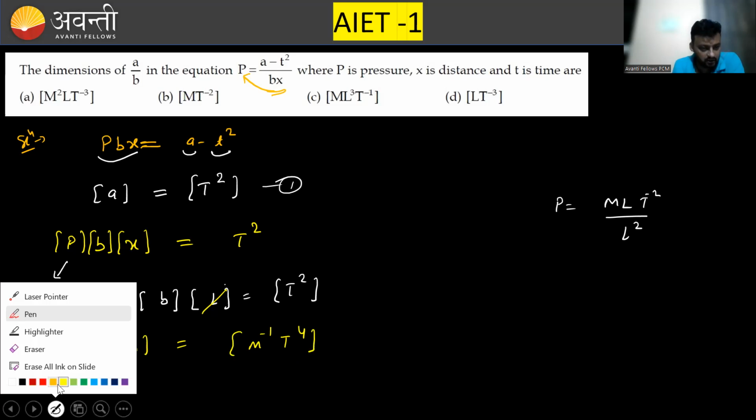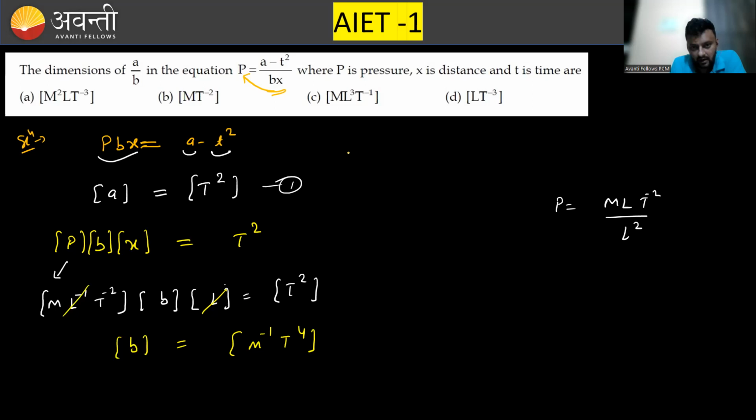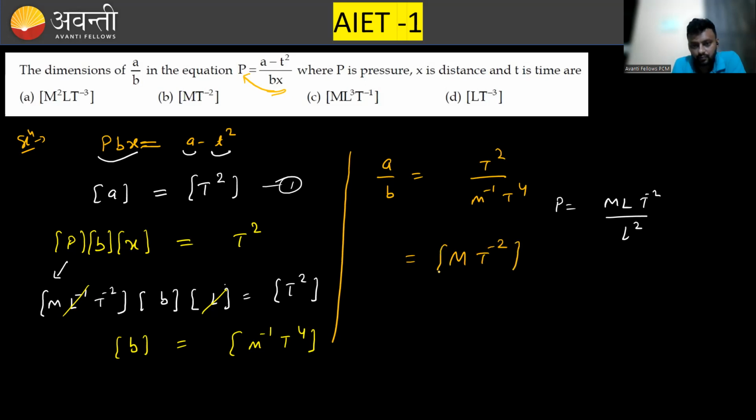But you are not asked to give the dimension of B or A. You are asked the dimension of A over B. So if you calculate the dimension of A over B, A is T square, B is M minus 1 T raised to the power 4. What you will get? M T minus 2, which is your correct option number B.